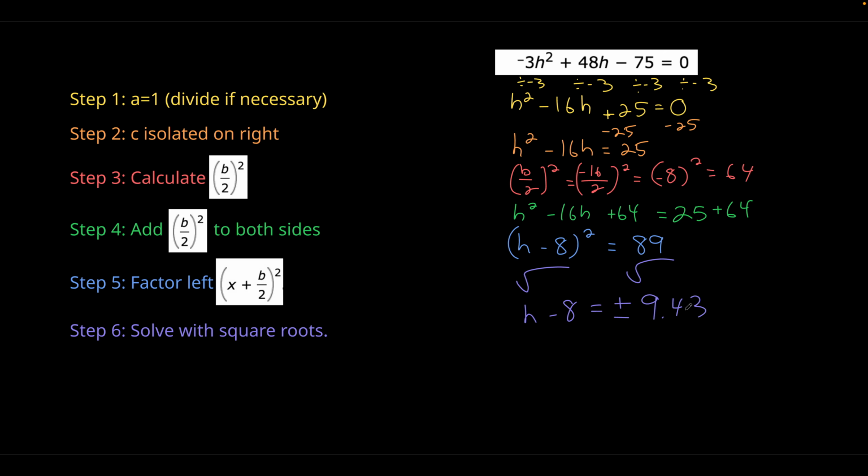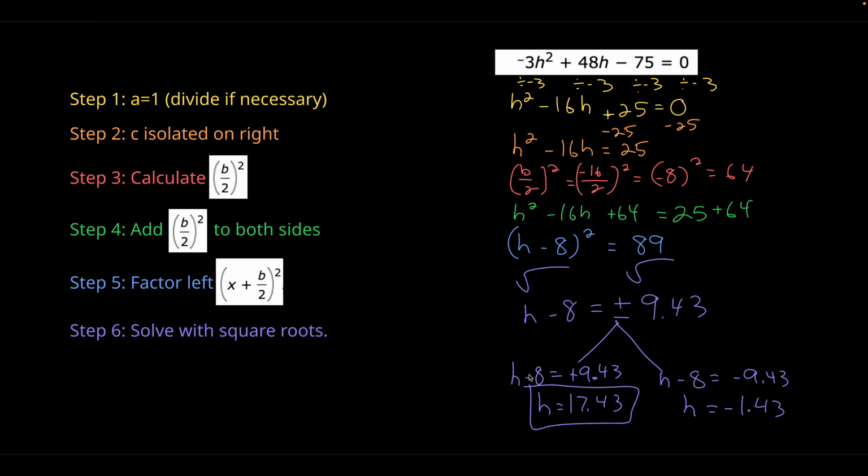This plus-minus just means that we're going to split the problem into a plus version and a minus version. So it's h minus 8 equals the positive version, and then h minus 8 equals the negative version. Now these are just two equations. We can solve them. This one will give me 14.24, and this one will give you 1.76, and these are our two solutions.